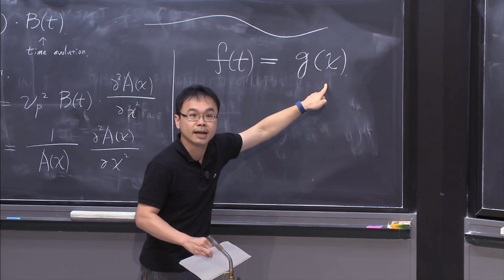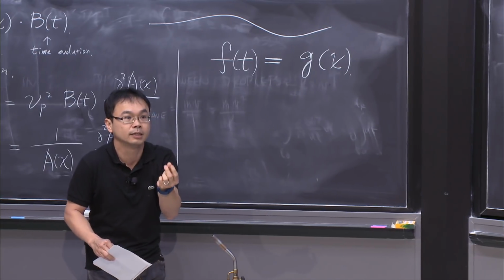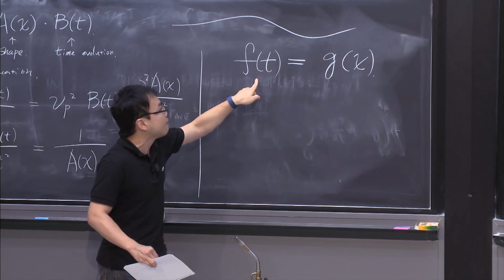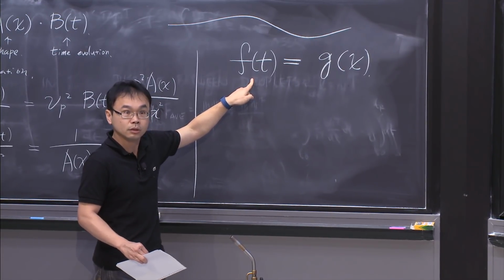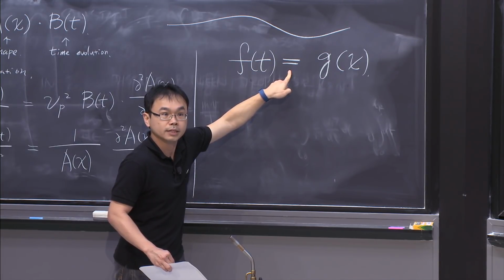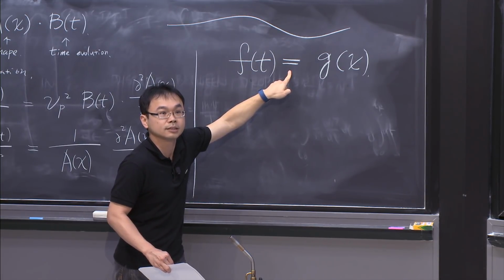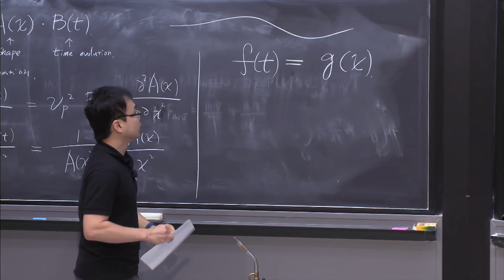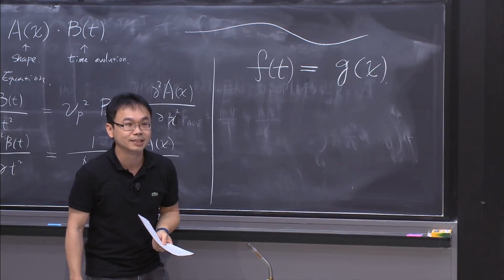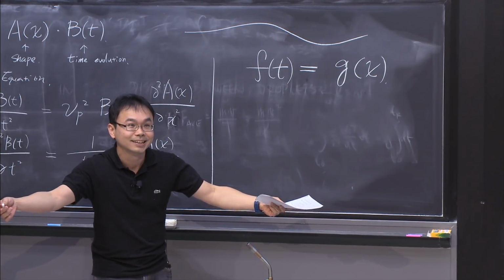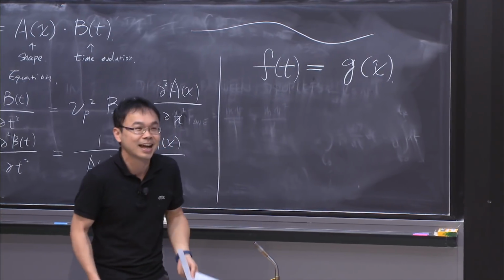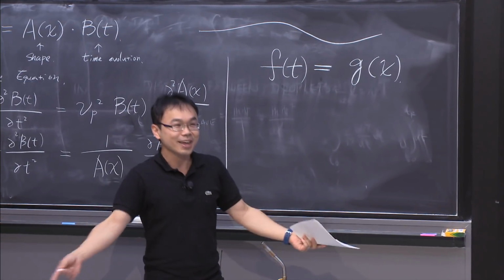Because I'm not changing x. I'm fixing myself at a specific location, and let the time go on. Then if the left-hand side is changing, this equation cannot work. You see? Therefore, what is the consequence of this equation? That means the left-hand side, f of t, must be a constant, right? Therefore, no matter what I do, if I change time, it's not going to change anything.